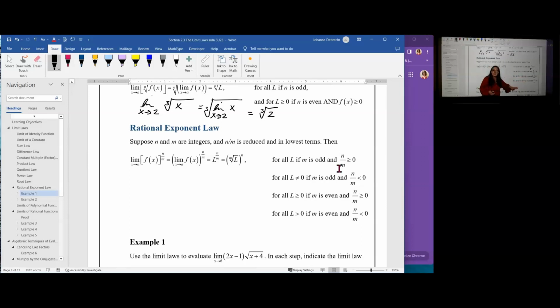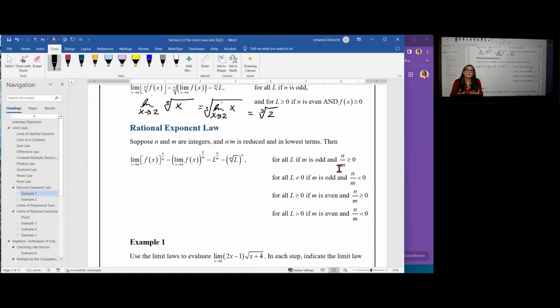If m is even, if I have an even radical, I have to be more careful. If m is even and n over m is greater than or equal to 0, I have to make sure that the limiting value is not negative. So it needs to be greater than or equal to 0. If n over m is negative and I have an even radical, then L can't be negative and it can't be 0. So L's got to be strictly greater than 0.